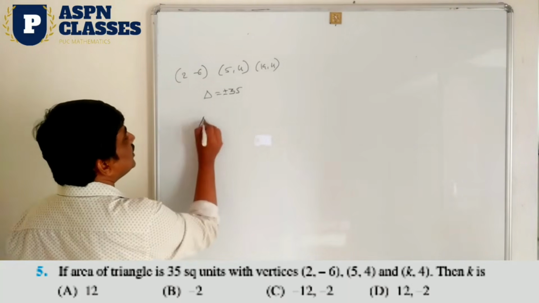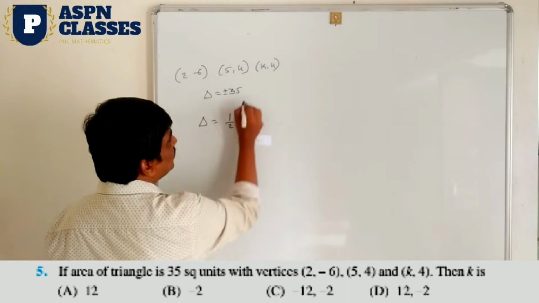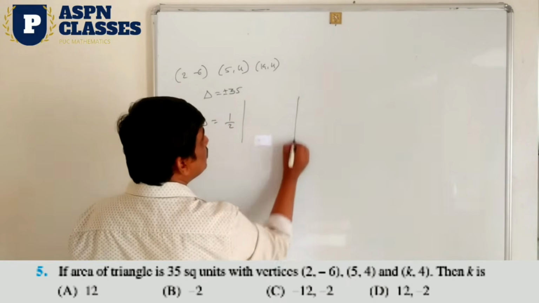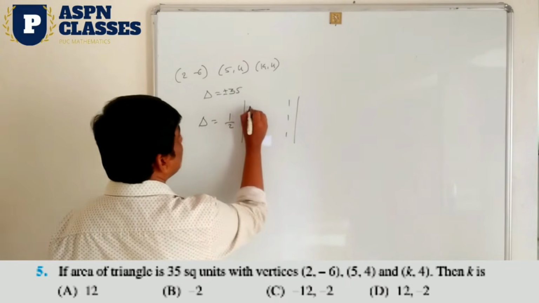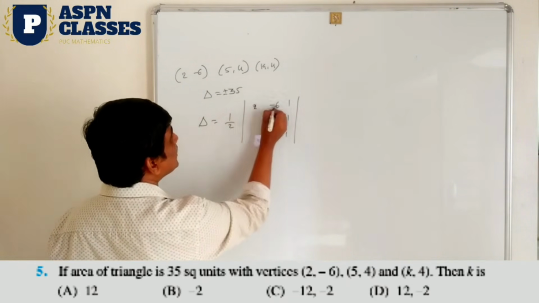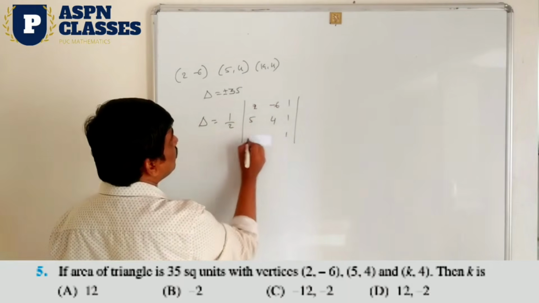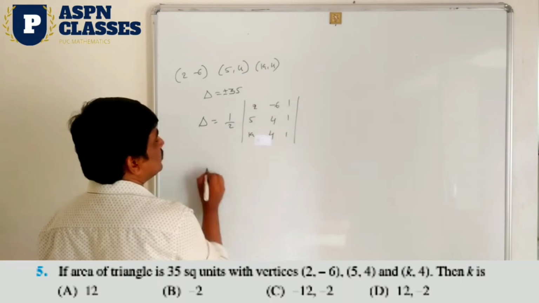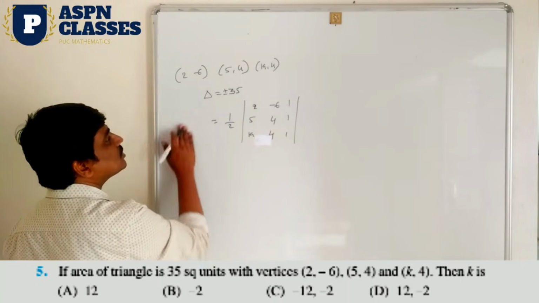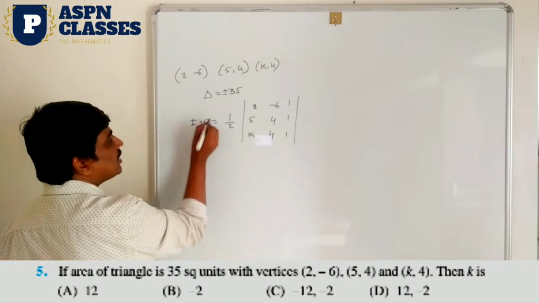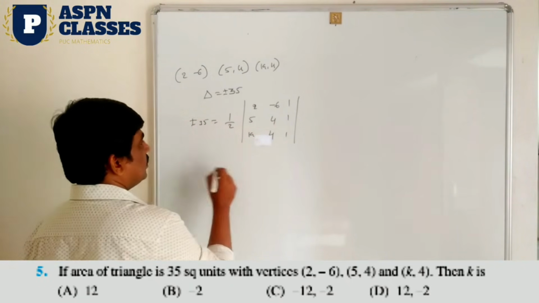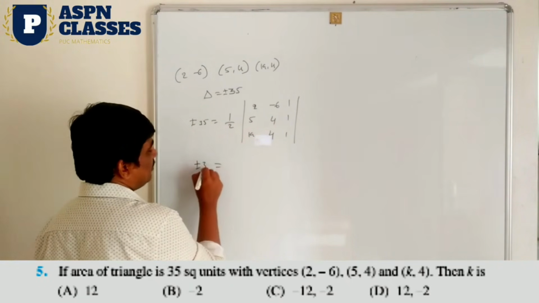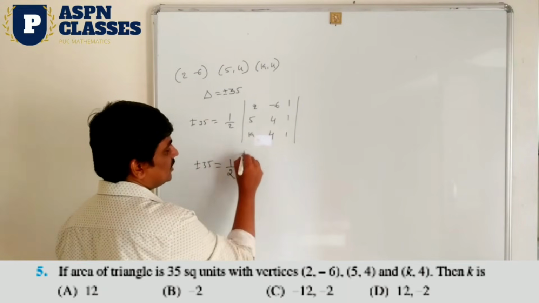Okay, so now you have to write down delta is equal to 1 by 2 into bracket, last column is 1 1 1, and what are the points? 2 comma minus 6, 5 comma 4, k comma 4. This result delta is equal to what they have given, plus or minus 35. Okay, so now I have to simplify this, plus or minus 35, write it as it is, this result also as it is.